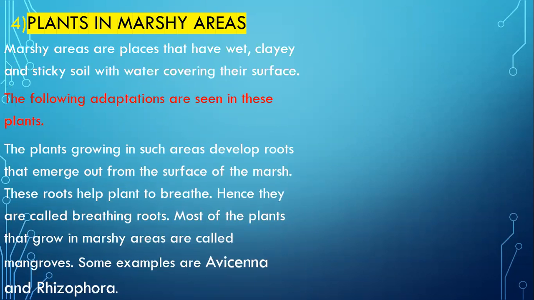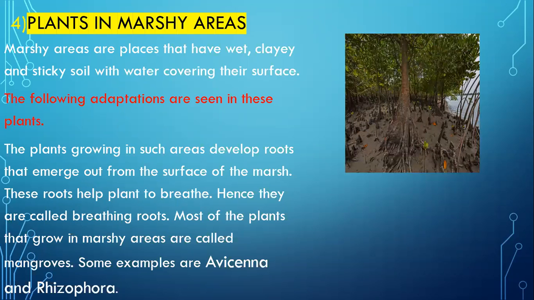The plants growing in such areas develop roots that emerge out from the surface of the marsh. These roots help the plant to breathe. Hence, they are called breathing roots. This is the main unique point of marshy area plants, that they have breathing roots. Most of the plants that grow in marshy areas are called mangroves. Some important examples are Avicennia and Rhizophora.